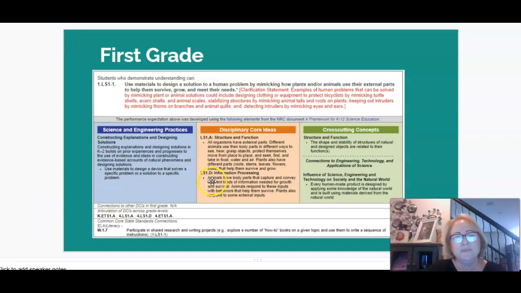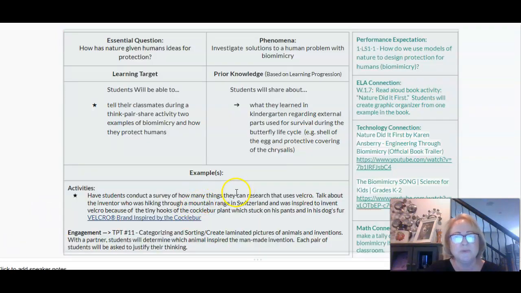Now in first grade, we're going to review how material is used to design a solution to a human problem by mimicking how plants or animals use their external parts to help them survive, grow, and meet their needs. And the essential question for this lesson would be, how has nature given humans ideas for protection? The phenomena that they would investigate is solutions to a human problem with biomimicry.